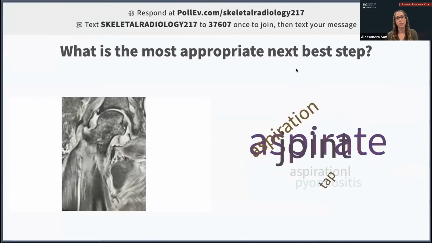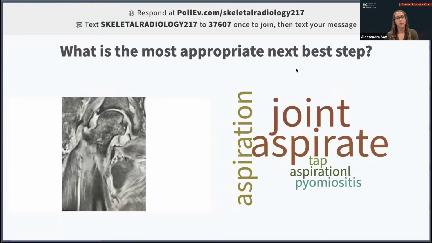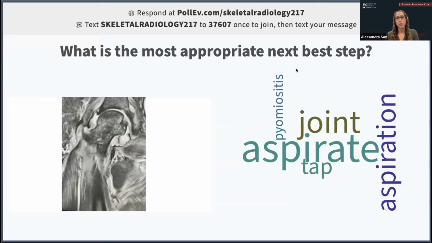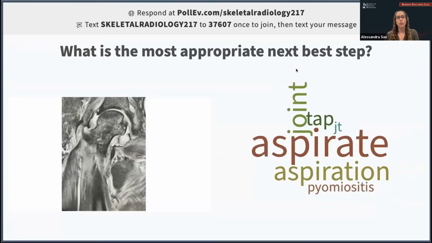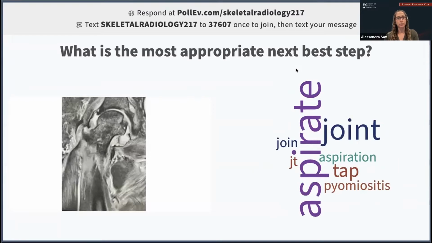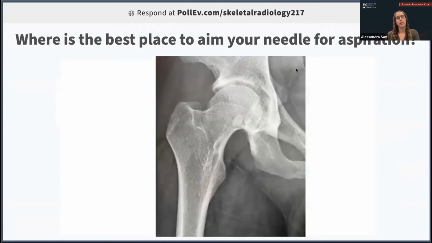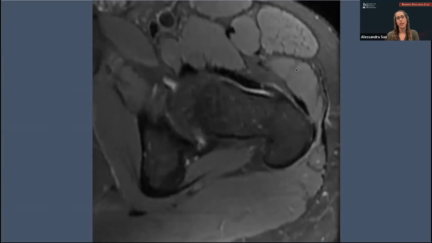Good. I can give it a couple more seconds, but it looks like people are leaning towards tapping the joint, or aspirating the joint, which is the correct answer. Next question: place your arrow where you think is the best place to aspirate this joint. You guys are good. Exactly. We tend to aim for the lateral femoral head neck junction.